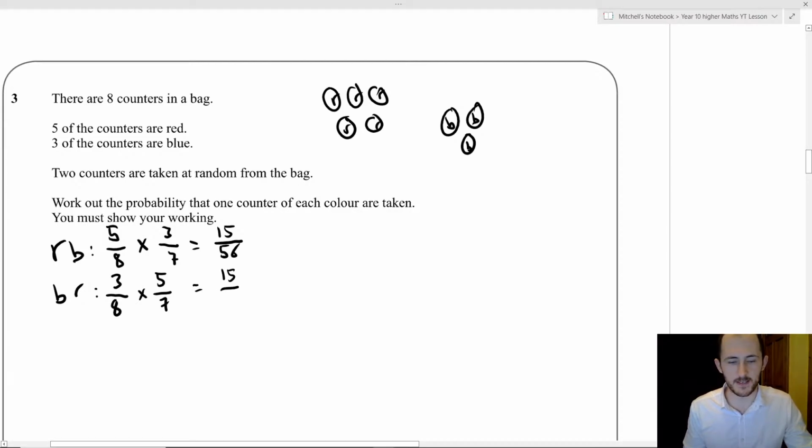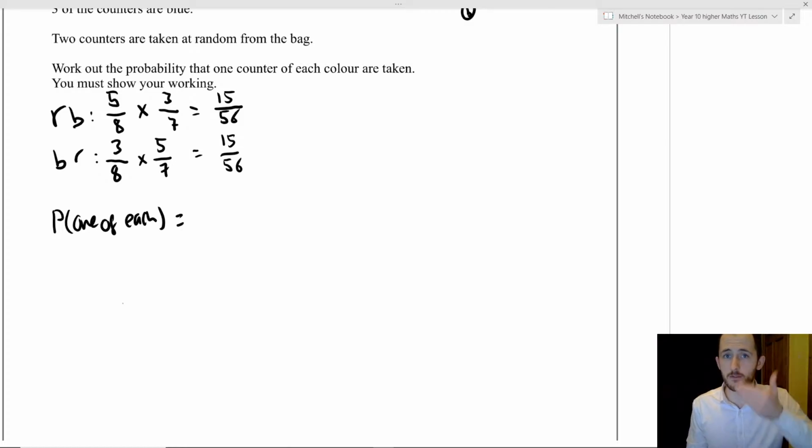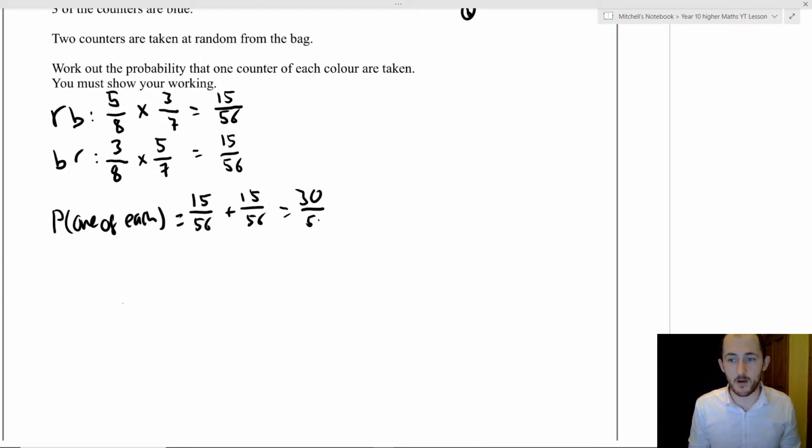You might notice it's actually the exact same probability, but once again, one of each color. Well, either one of those methods works, right? So we're going to take the red-blue probability and add it to the blue-red, because it's either or. It doesn't matter. And that is a 4-mark question done in 3 lines.